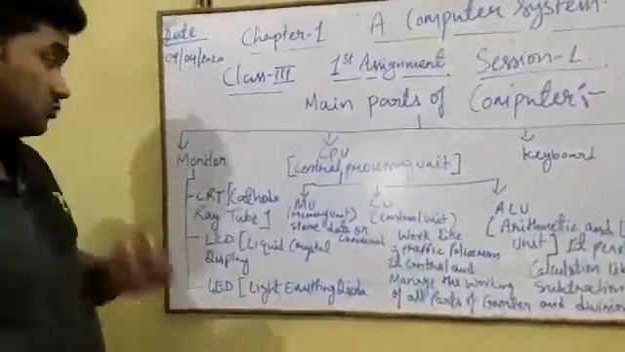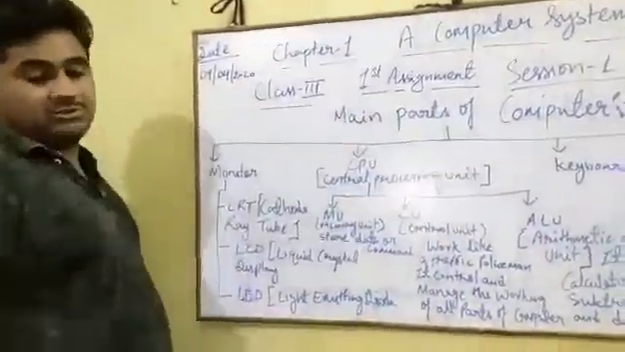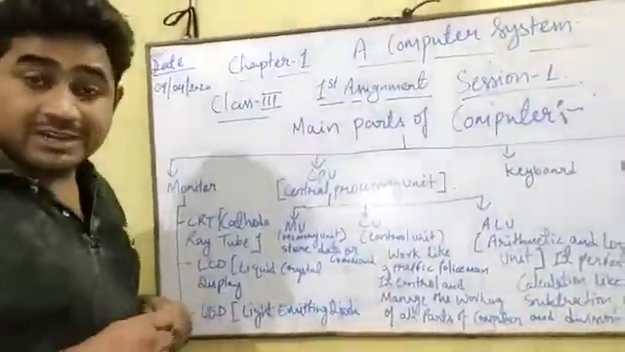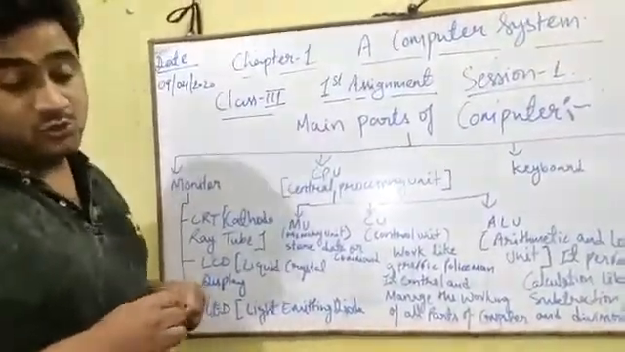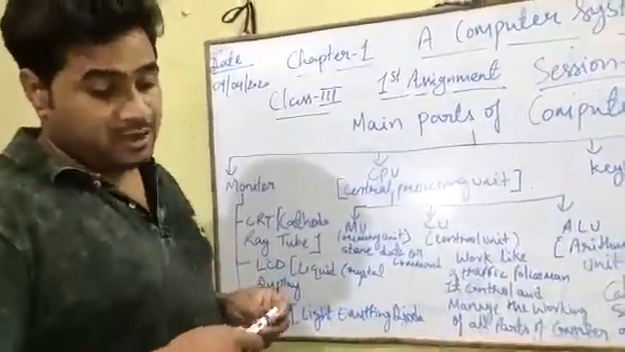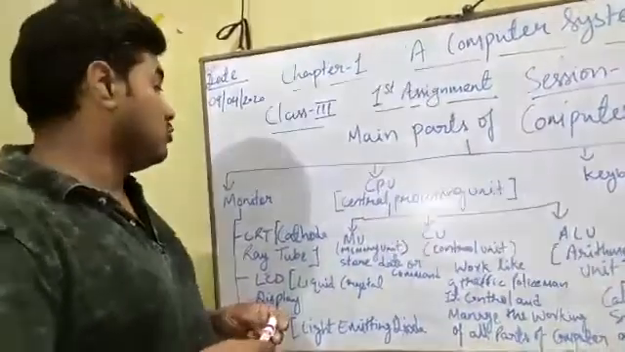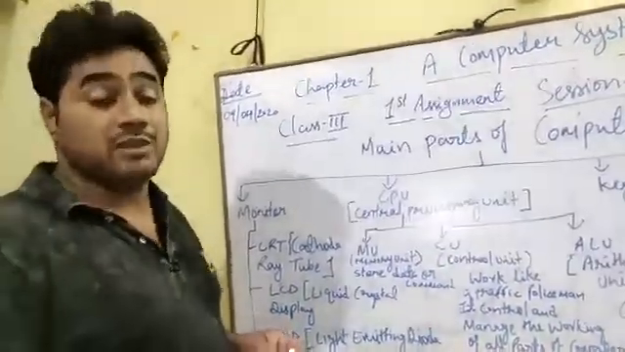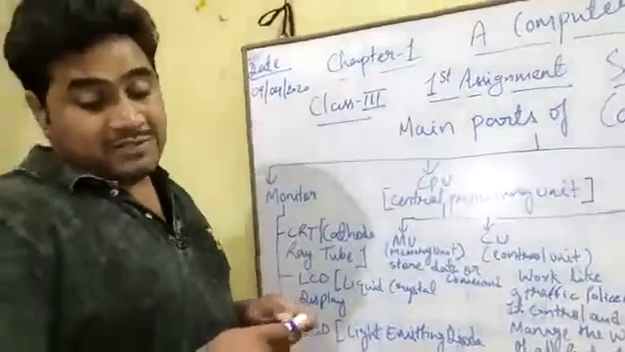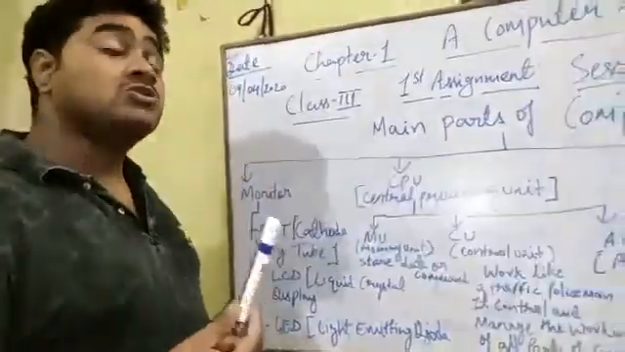Now come to the first one, monitor. So it does look like a TV screen. It is used to display the work that we do on computer. A monitor is also known as visual display unit. The information that we see on a monitor is called a soft copy.